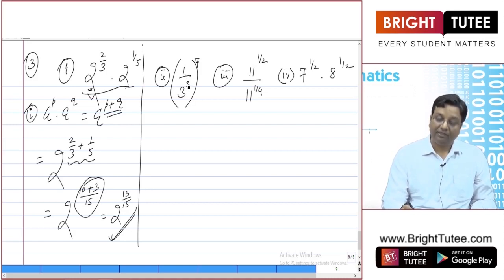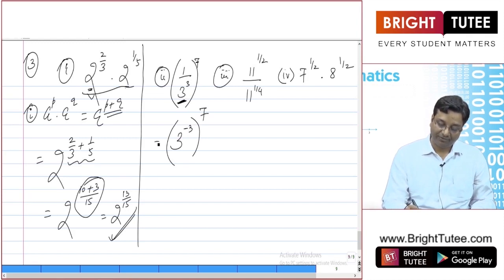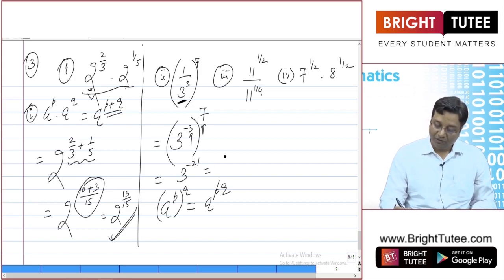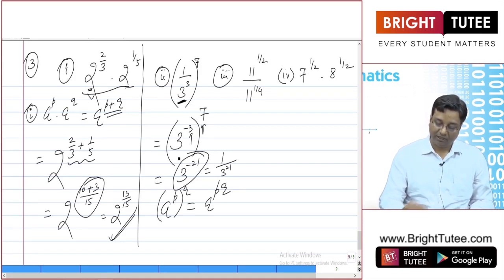And now 1 by 3 cube. So this can be converted like this, 3 raised to power negative 3. If I bring it in the numerator, the power will change its sign, and it is raised to 7th power. Now you know the rule, a raised to power p raised to power q can be written as a raised to power pq. So we can multiply this and this, and I can write 3 raised to power minus 21 as my answer. Okay, but if you want to write it in the denominator, you can write it as 1 by 3 raised to power 21, right? So this is your answer.